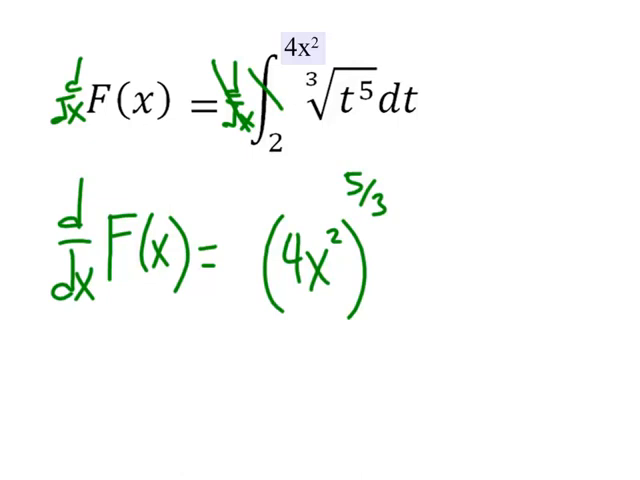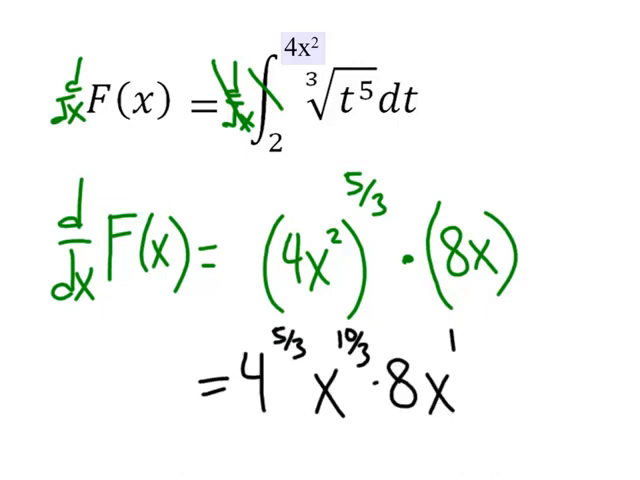But the one additional thing I must realize is that I have to apply the chain rule. Since we're deriving, that chain rule cannot be ignored. I have to take the derivative of 4x squared, that inside part, and multiply it and get 8x here. And then I can proceed to simplify my final answer. And if you really care, that turns out to be 2 to the 19/3 times x to the 13/3. But my bigger point here is just beware of the chain rule.